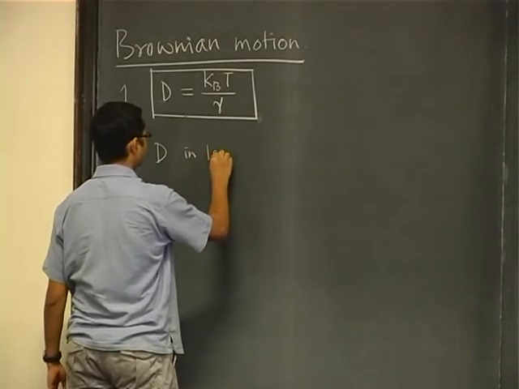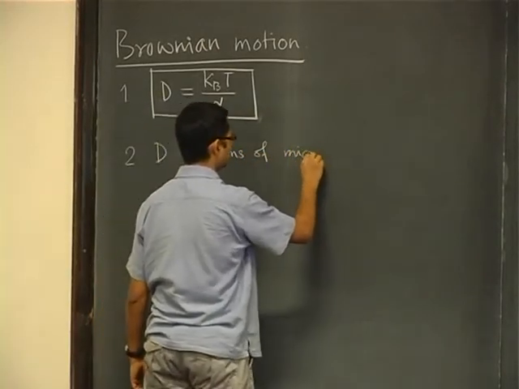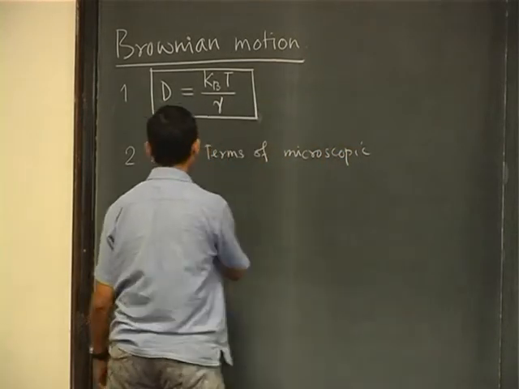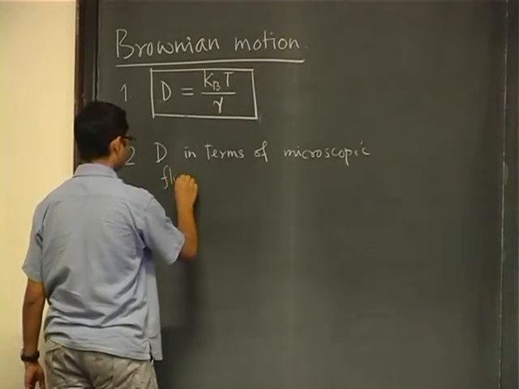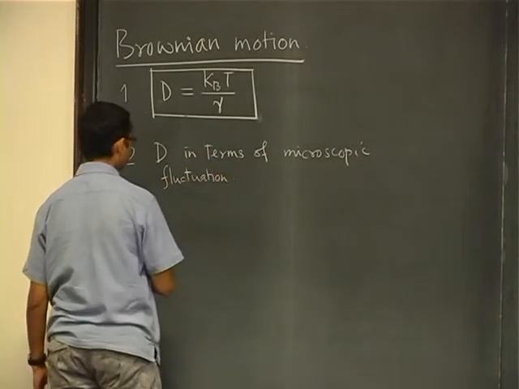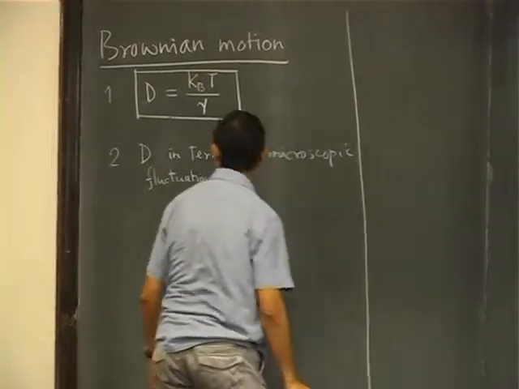So let's call it D in terms of microscopic fluctuation. Right, so this is what we are going to do.